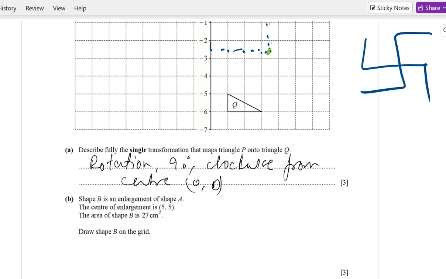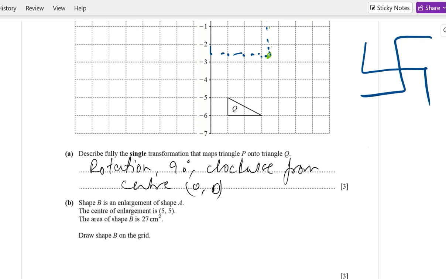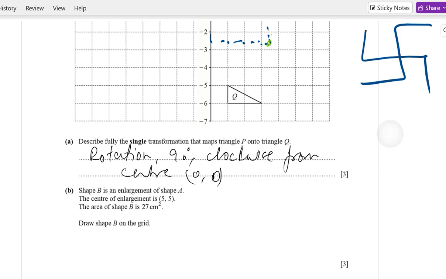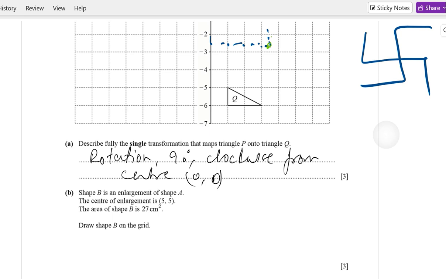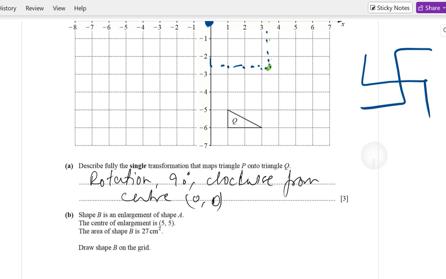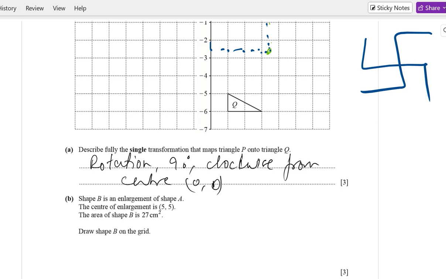Shape B is an enlargement of shape A. The center of enlargement is 5, 5. Area of shape B is 27. Draw shape B. Alright, so how can we figure it out? Let's first of all find the side of that shape. So obviously these two would be similar. Let's use a formula for similarity over here.